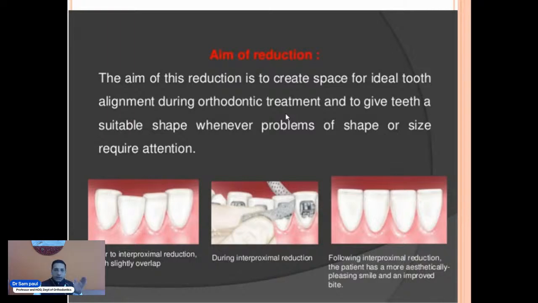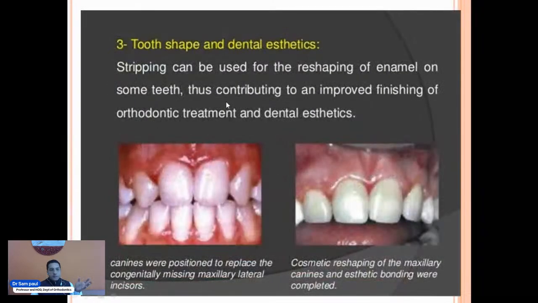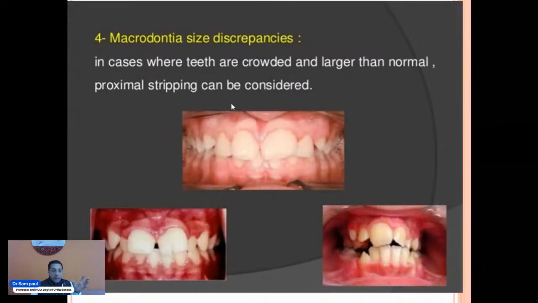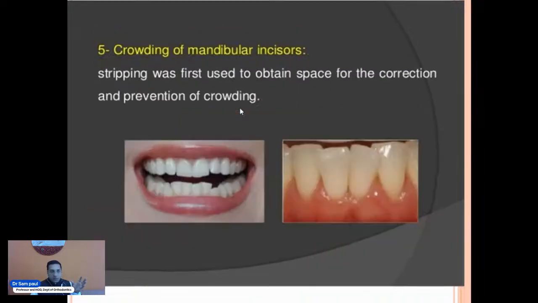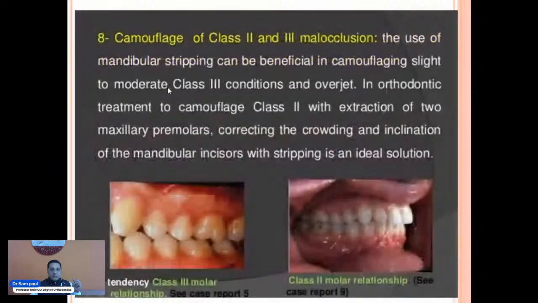The aim of the reduction is to create space for ideal tooth alignment during orthodontic treatment and to give teeth a suitable shape whenever problems of shape or size require attention. You do it for crowding, inter-arch discrepancies, tooth shape and dental aesthetics. Sometimes there is macrodontia, where the size will be too large. In crowding of the mandibular anteriors, we don't go for extraction. We just do interproximal reduction to create space. It can be performed on temporary teeth to improve occlusion and normalization of gingival contour.